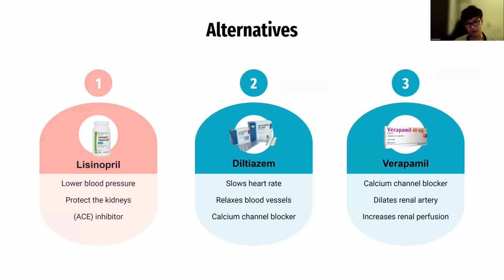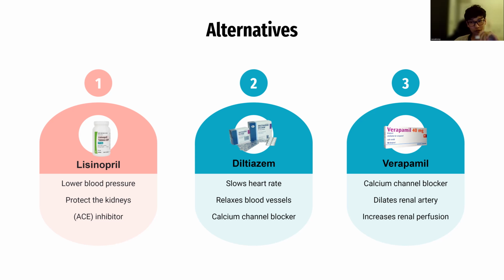Moving on to alternative options to Concor, lisinopril can be used as another option because it has the benefit of helping to protect the kidneys. It is an ACE inhibitor. It blocks the production of a chemical that tightens the blood vessels. Without this chemical, blood vessels relax, lowering the blood pressure. If a patient has a renal disease, bisoprolol should be replaced with alternative medications such as diltiazem or verapamil.